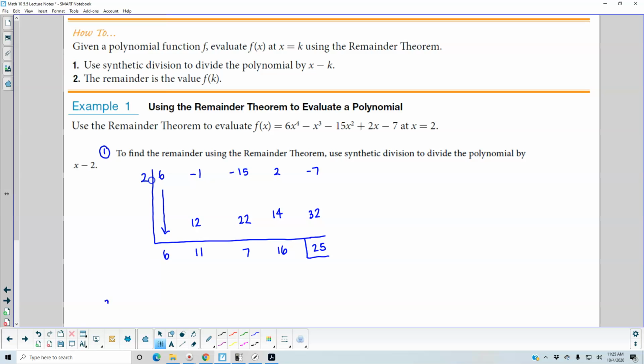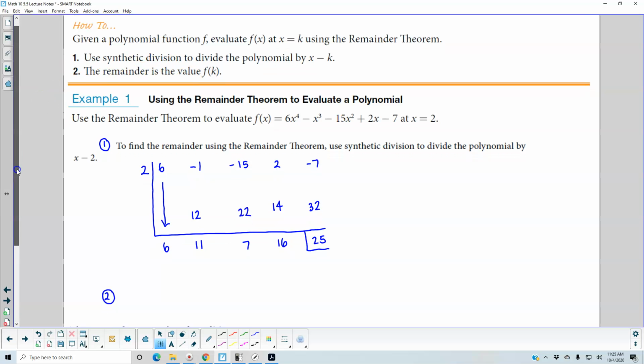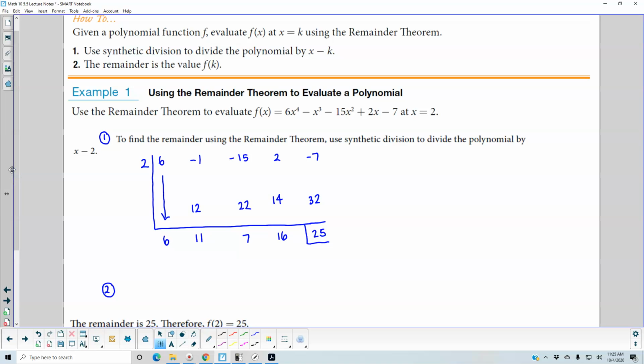Now in step number 2, it's asking us the remainder is the value of f of k. So let's find f of k. So if we find f of 2, we're going to plug it into our function. So it's going to be 6 times 2 to the fourth power minus 2 to the third power minus 15 times 2 squared plus 2 times 2 minus 7.